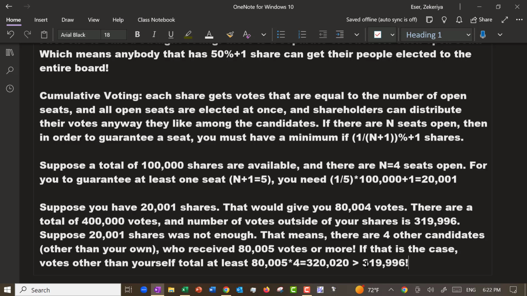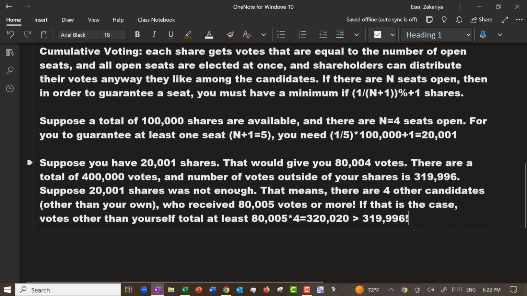This is known as reductio ad absurdum. You make a claim, and we assume that the claim is not true. If it's not true, you follow its logical conclusions, and that basically leads to something absurd. The number of votes that must be outside of you is greater than the votes that are outside of you, which obviously can't happen.